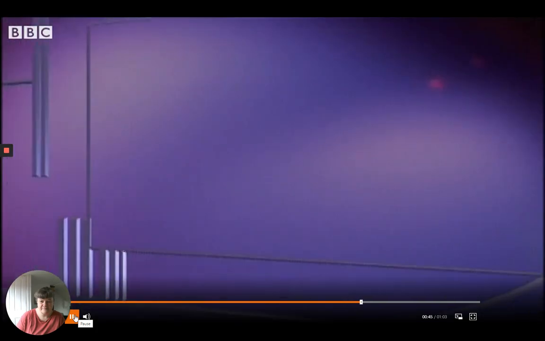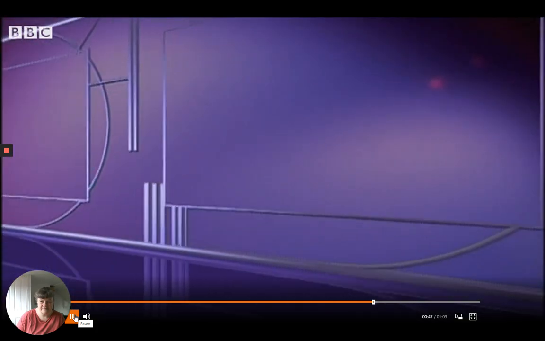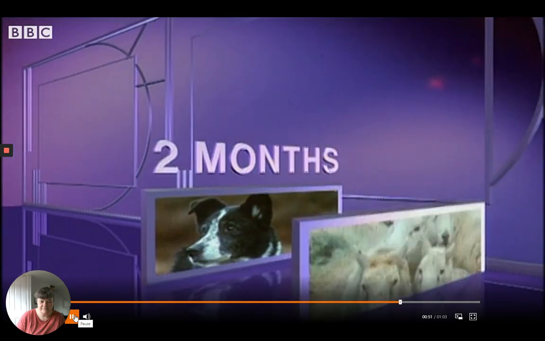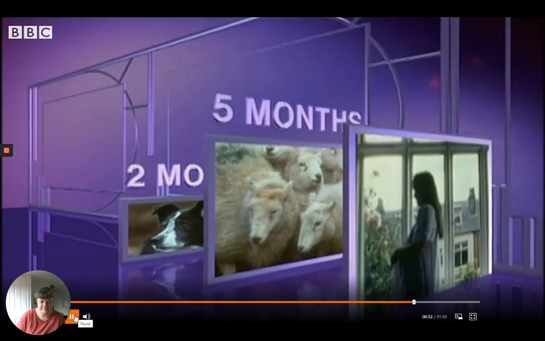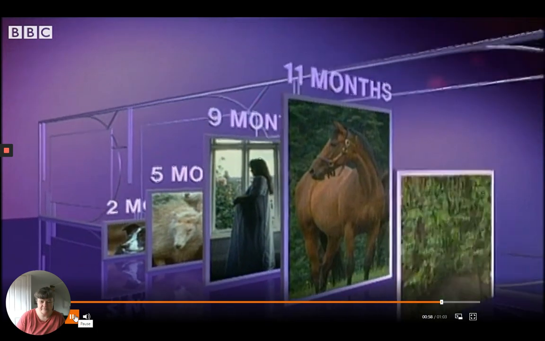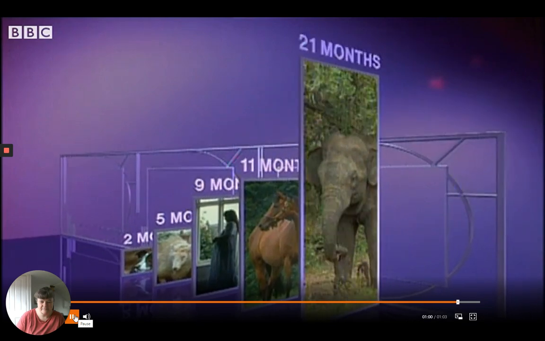The length of pregnancy is the time from when the egg is fertilized to the moment of birth. It's about 2 months for a dog, 5 months for a sheep, 9 months for a human, 11 months for a horse, and an amazing 21 months for an Indian elephant.